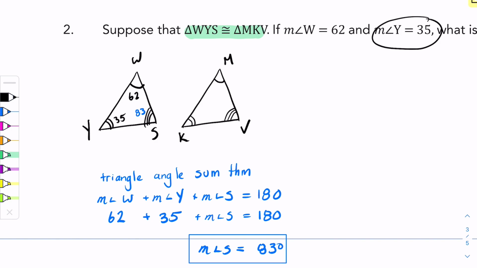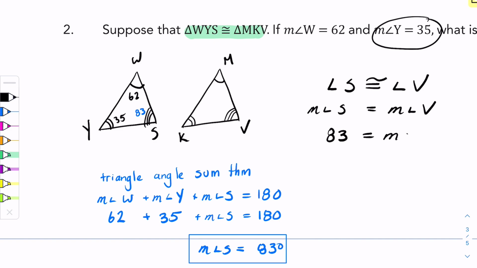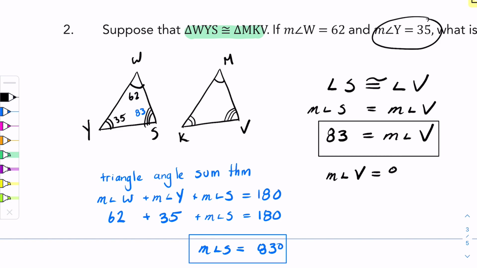I also know, based on CPCTC, that angle S is congruent to angle V. Therefore, the measure of angle S is equal to the measure of angle V. We just solved for the measure of angle S. It is 83 degrees. 83 is equal to the measure of angle V. This is your answer. Of course, you could switch that around and say the measure of angle V is equal to 83, but either way, this is the same final answer.